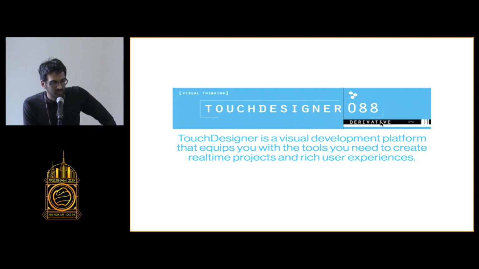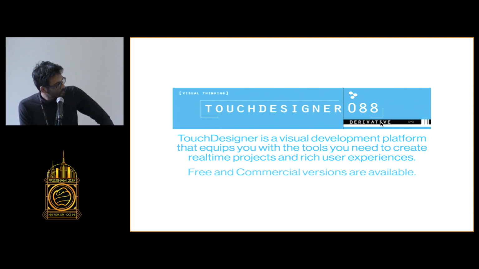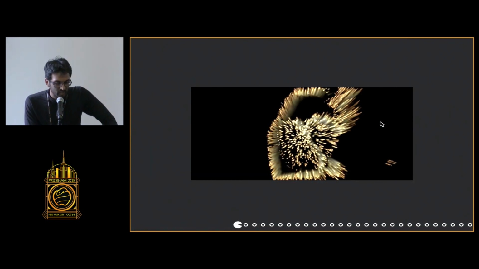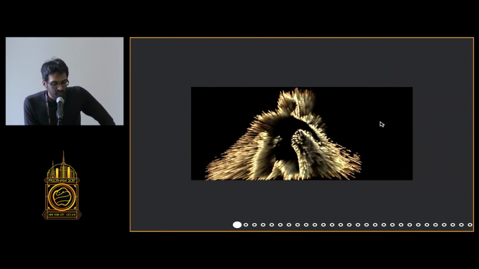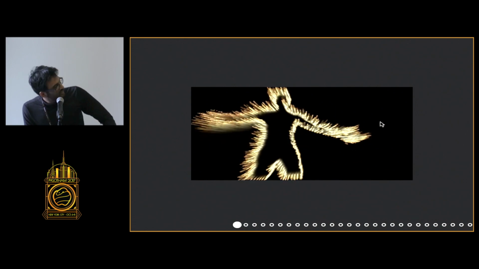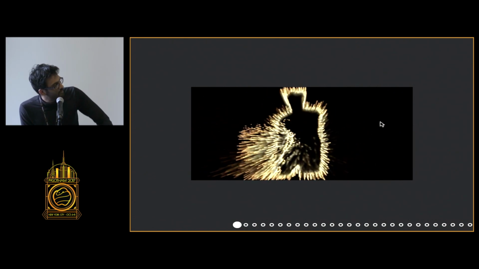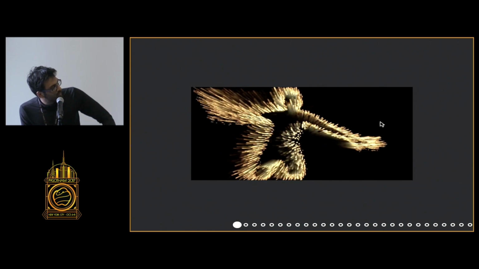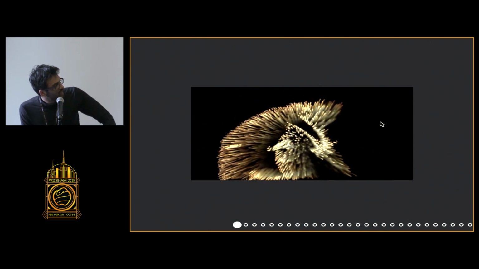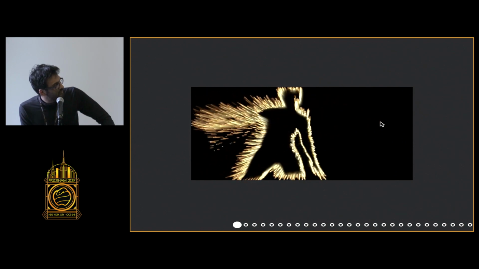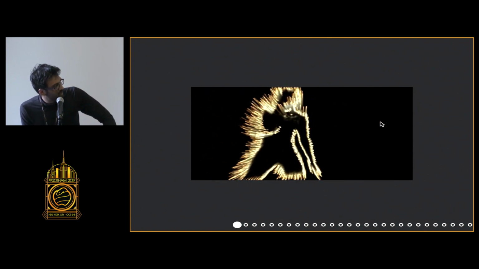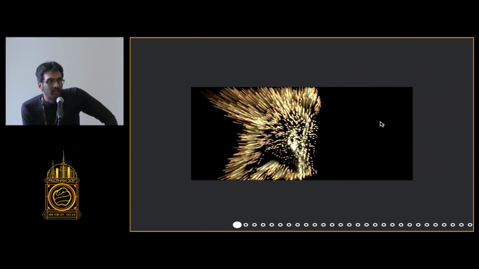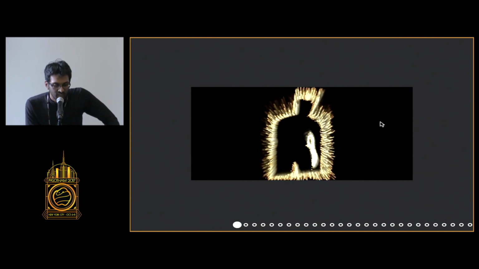It's made by these folks at Derivative. They're based out of Toronto, and free and commercial versions are available. And within a few weeks, I was doing stuff like this. This is me. I'm capturing my body shape with a Kinect. It's being mapped into a 3D space, and then flame-like particles are being emitted from my body, which was a pretty cool thing to do, and it ended up happening really, really quickly, which was nice.